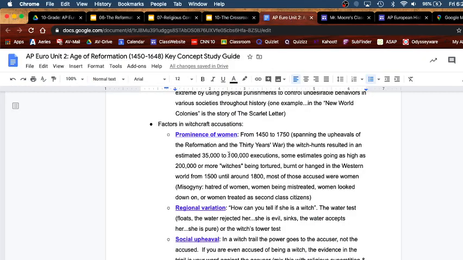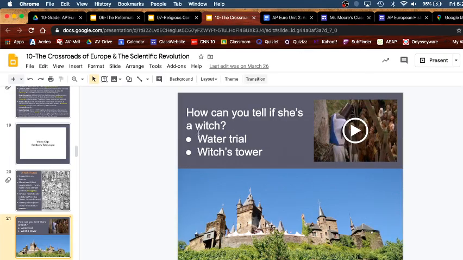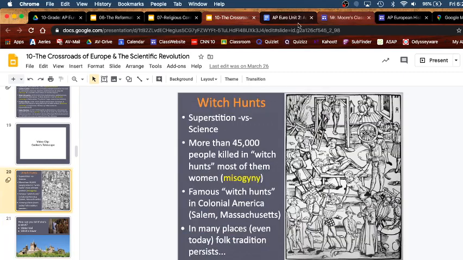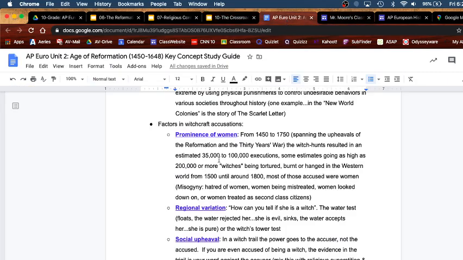So they weren't exactly very scientific, which is why I talked about it during the scientific revolution, to show that conjunction there and show them juxtaposed to one another. But from 1450 to 1750, spanning the upheaval of the Reformation and the Thirty Years' War, the witch hunts resulted in an estimated, look at these numbers right here, I was being very cautious in my notes when I said 45,000. You can find all kinds of staggering numbers. We don't have exact numbers, but maybe as many as 100,000 executions. Some estimates go as high as 200,000 or more witches being tortured, burnt, or hanged in the Western world.